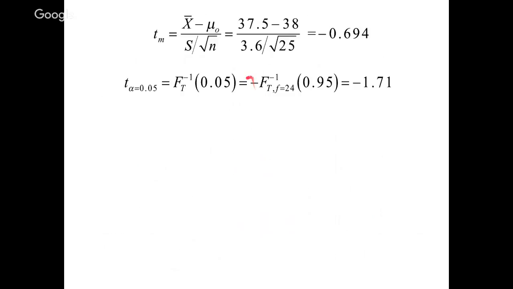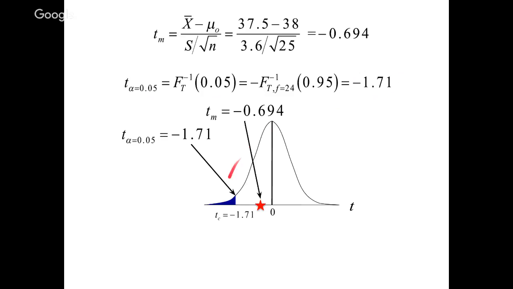And so since we had a minus sign here, we have the result that the critical t value for a statistical threshold of 5% is minus 1.71. And if we graph it out, basically what we're looking at is as follows. The horizontal axis here is our t statistic, and our calculated or measured value is coming in at about minus 0.694. The critical value for a 5% statistical threshold is minus 1.71.